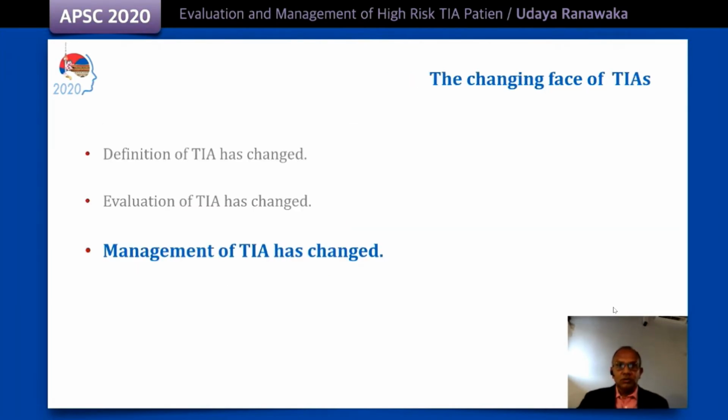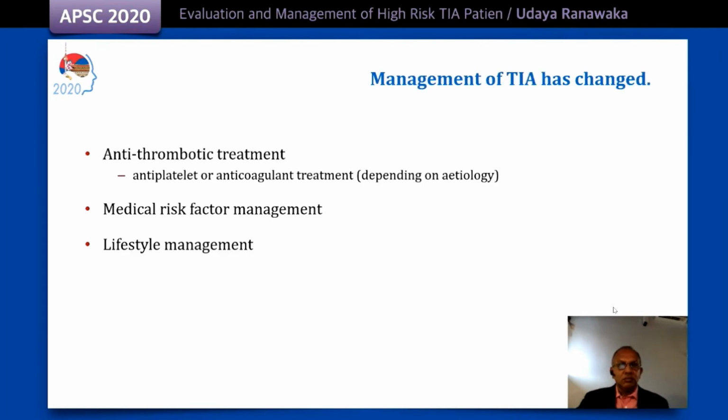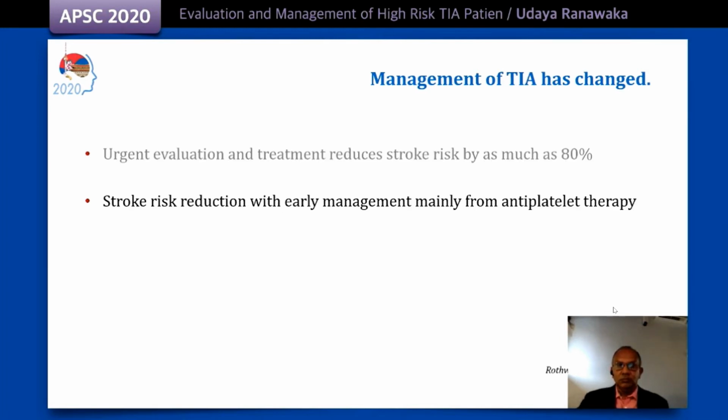Let's now move on to how management of TIA has changed. The current management would basically depend on antithrombotic treatment, antiplatelets or anticoagulants, and the risk factor management, medical risk factors and lifestyle risk factors. We said earlier that urgent assessment and treatment can reduce the stroke risk by as much as 80%. What we have also learned is that the benefits in the early stroke risk reduction with this emergency approach derives mainly from the use of antiplatelet agents.